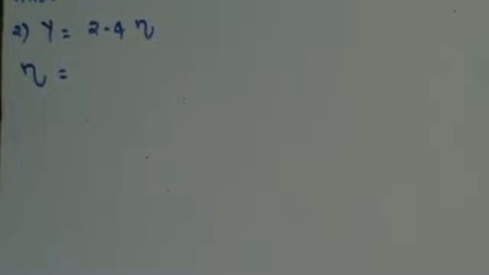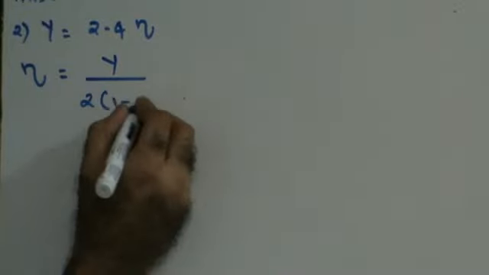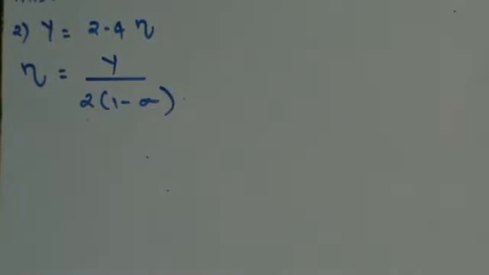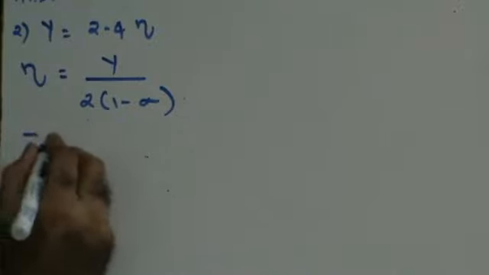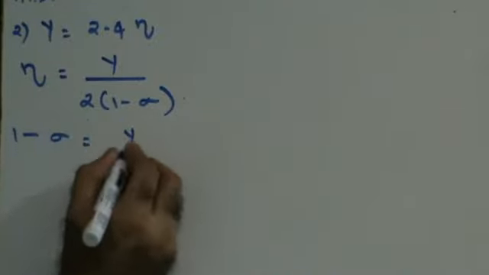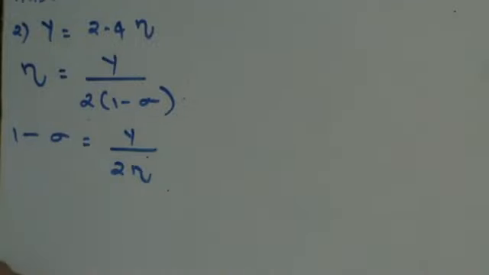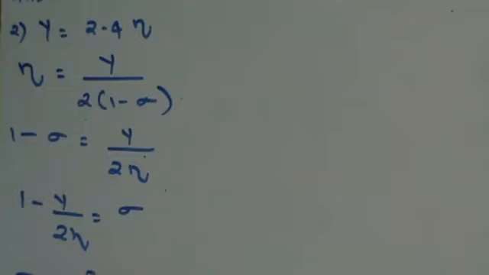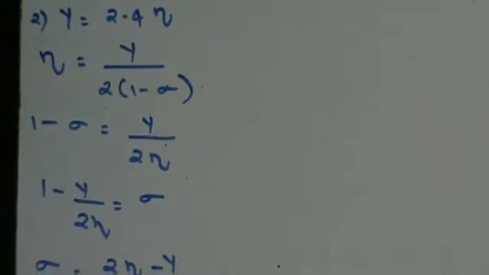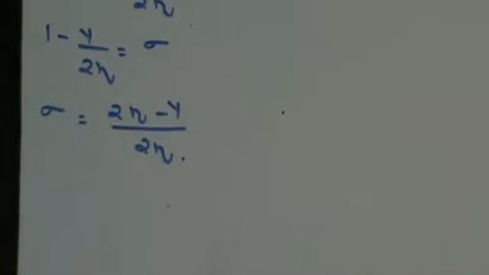I can say that modulus of rigidity is Young's modulus upon twice (1 minus Poisson's ratio). Cross multiply, I can say that 1 minus Poisson's ratio is Young's modulus upon twice modulus of rigidity. So 1 minus Y upon 2n is sigma. So sigma is (twice modulus of rigidity minus Young's modulus) upon twice modulus of rigidity. You have all the values, you can substitute Y as 2.4n and get the answer.